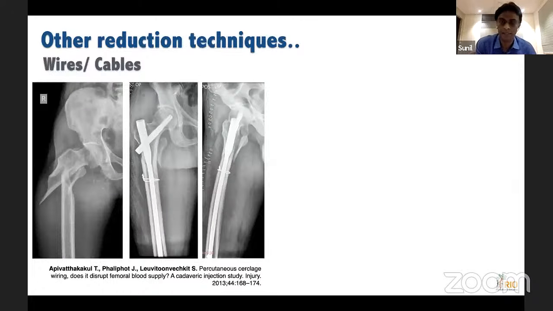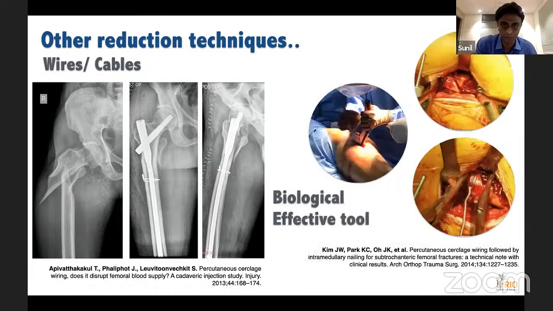So what about wires and cables? They are a great tool as well in select subtroch fractures. We use them in spiral subtroch fractures, and also in some fractures which are long oblique, to hold them reduced when we nail our fractures. So they can be used as a biologically effective tool. You do not have to have concerns about affecting the blood supply to the periosteum. Several experiments have shown they are effective and they are biological as well.